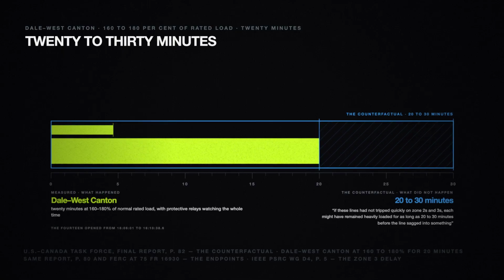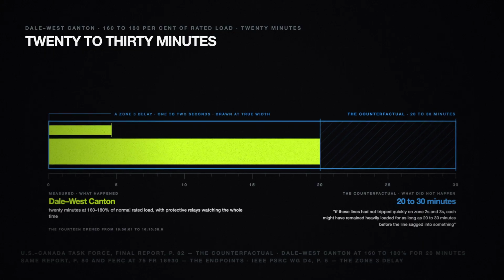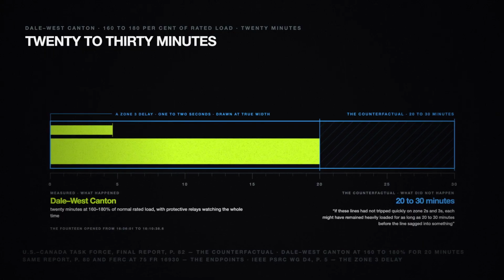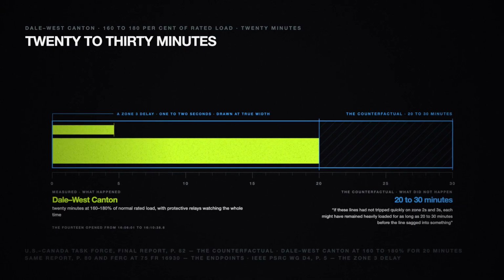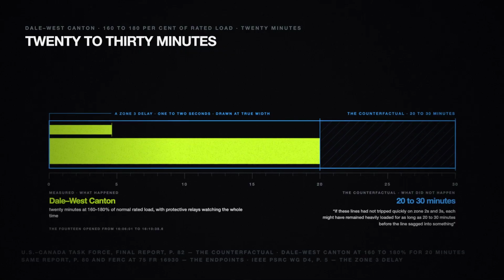Might have remained. That is the report's verb, and it is this film's. Set that against the delay the elements were carrying. A zone 3 waits 1 to 2 seconds. 20 to 30 minutes is 600 to 1800 times longer for the same decision.